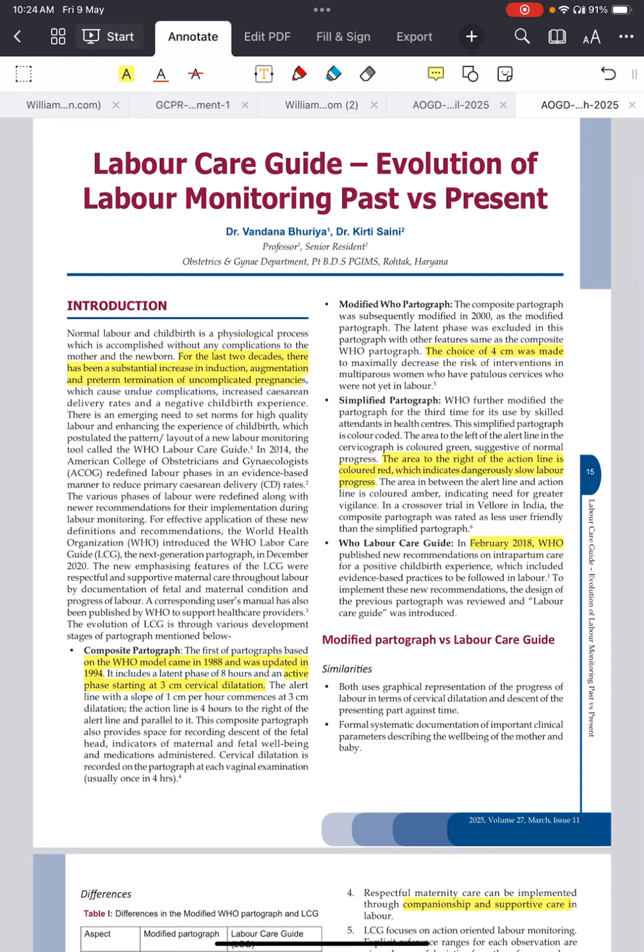Hey guys, this is a continuation of the AOGD March 2025 bulletin. So this is the labor care guidelines. We already know WHO introduced the labor care guidelines. So I'll give a history.